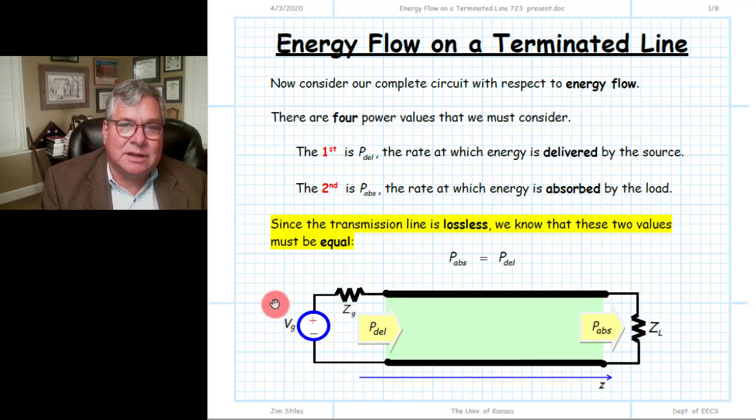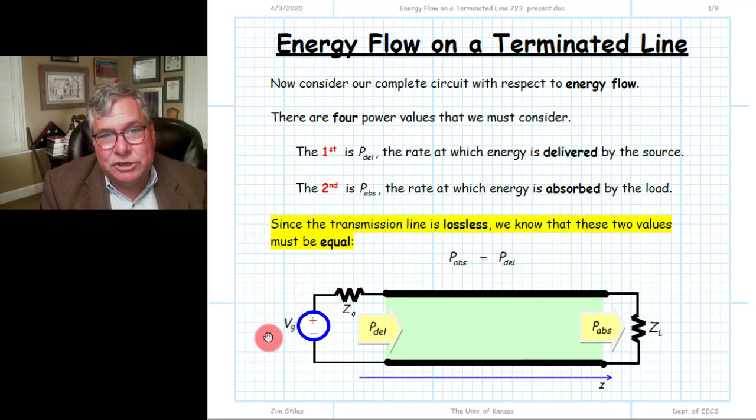The source is not simply an ideal source with some element attached to it in series. This is an equivalent circuit to some useful microwave device that is supplying energy into our system, into the transmission line, and ultimately absorbed by the load. So let's look at that.